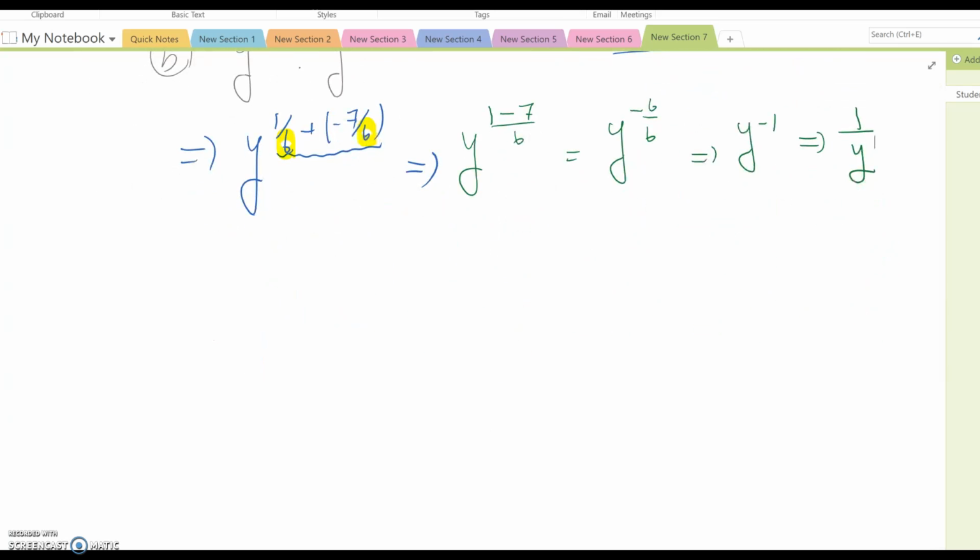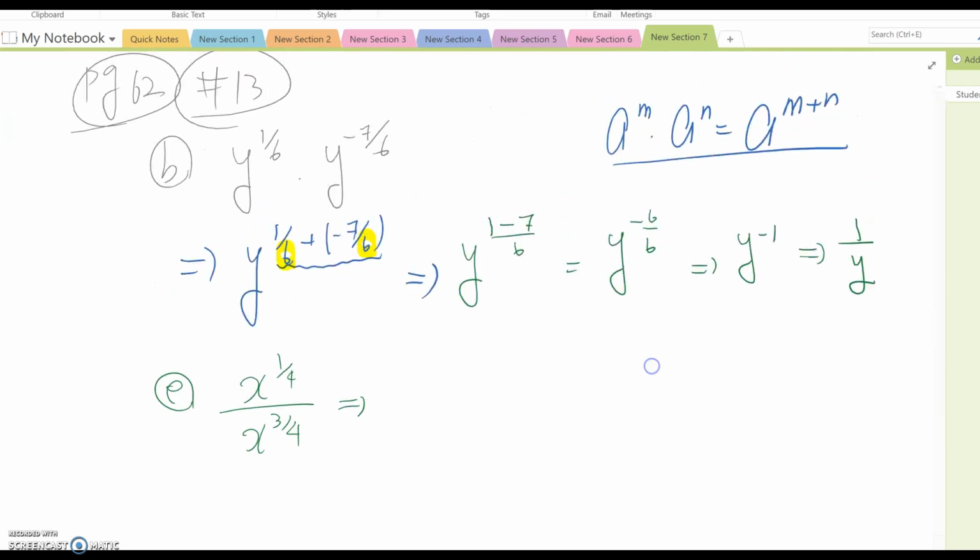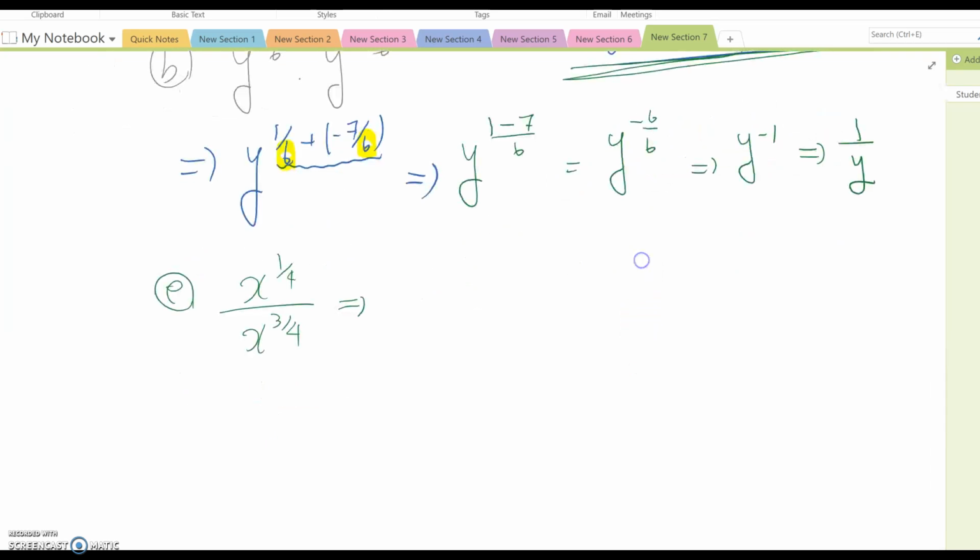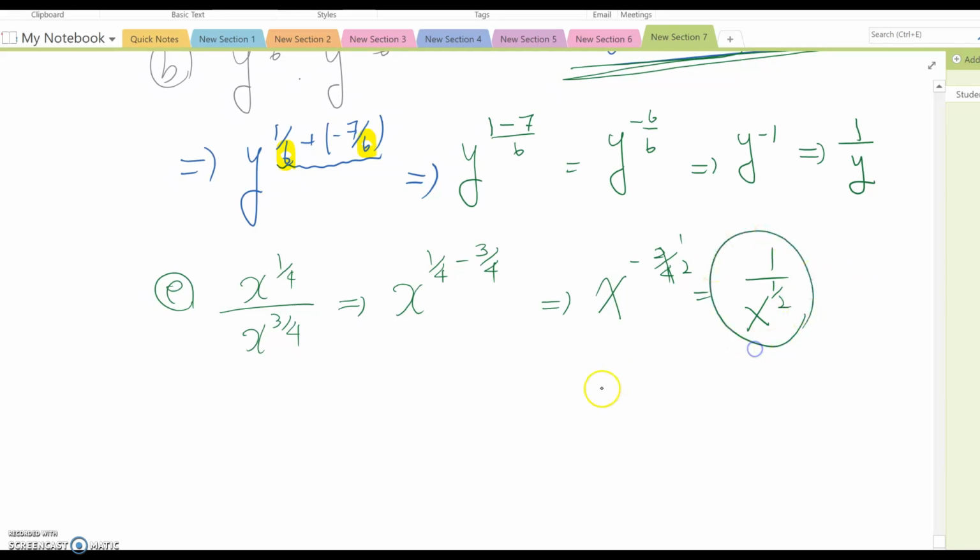So what about E here? E is x to the 1/4 over x to the 3/4 here. So we can still apply this property. Now, it becomes x to the 1/4 minus 3/4, so x to the negative 2 over 4, which means 1 over x to the, simplify, 1 over 2, then 1 over x to the 1/2 power. That's the answer. Or you can also rewrite this as 1 over root x. Either one is fine.